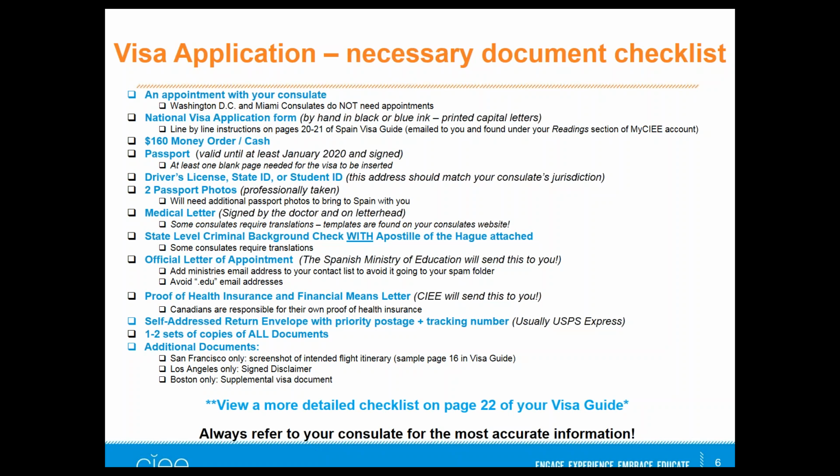The next thing on the list is going to be a money order. Most of the consulates, or all of the consulates, will accept a money order for $160. You're going to want to make those payable to the Consulate General of Spain. There are a few consulates that will accept cash. As far as I know, the San Francisco, Houston, and Washington, D.C. will accept exact cash. The safest bet is usually to do a money order.